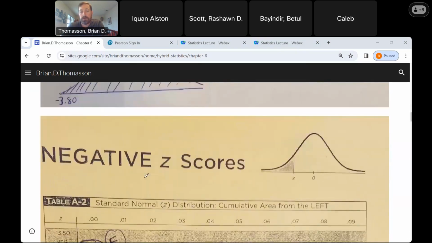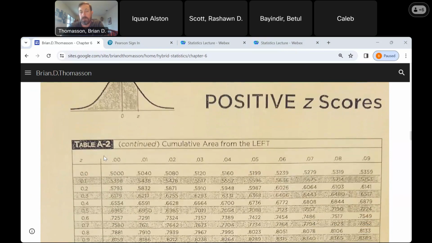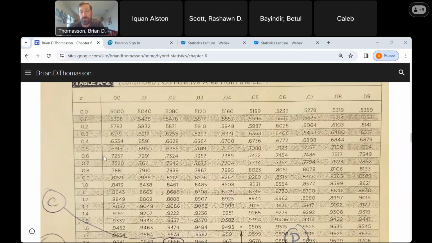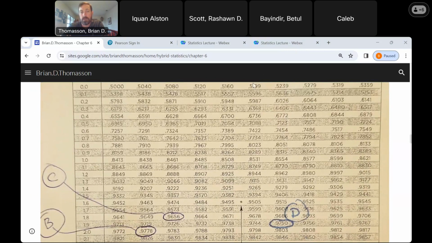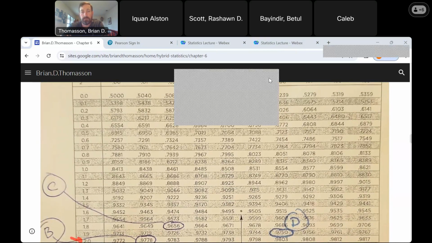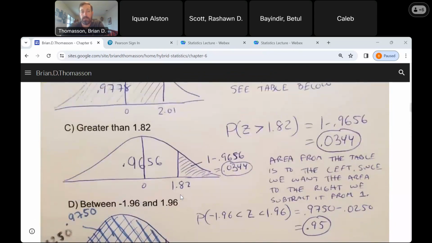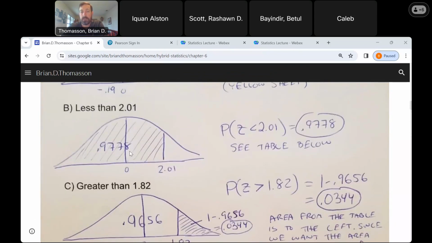The only difference is when we go to our table, we don't want to go to our negative z-scores. We go down to the second part of the table, which is the positive z-scores. We line up the 2.0, which is, let's see if I can fit all this in one. Okay, I can fit all this barely. So we have the 2.0 here, and we have the 0.01 here. We line up that row and that column, and we get 0.9778. So the same thing, we just use the positive side of the table versus the negative side of the table. And that's where the 0.9778 comes from for part B.